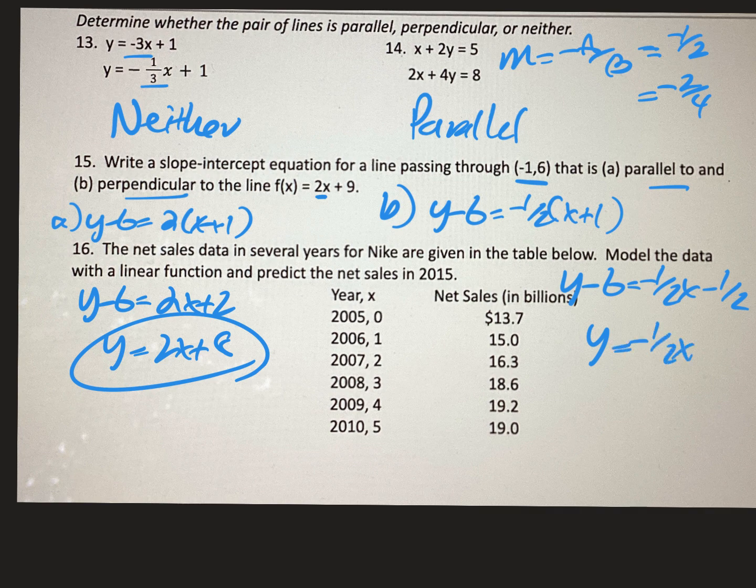And if I move that 6 over, it becomes plus 6. So I'm doing 6 times 2 minus 1, which is 11/2. And there you have it for that one.